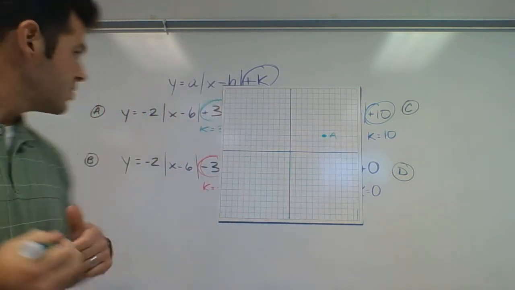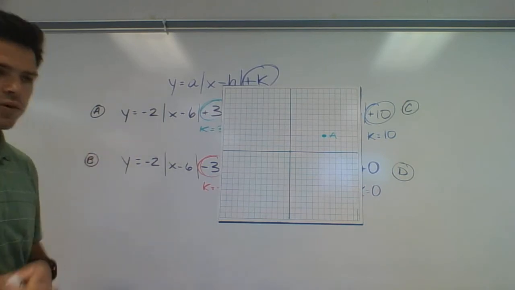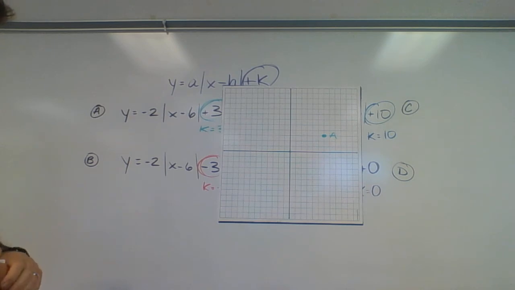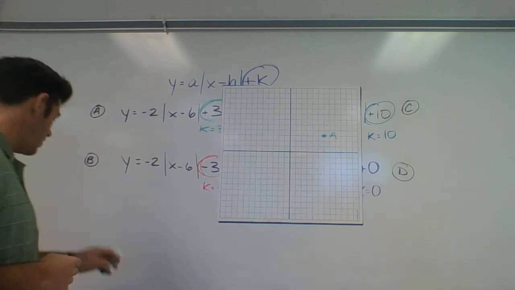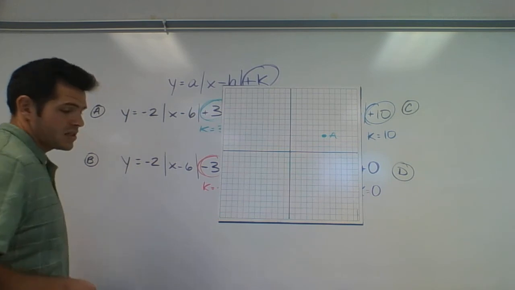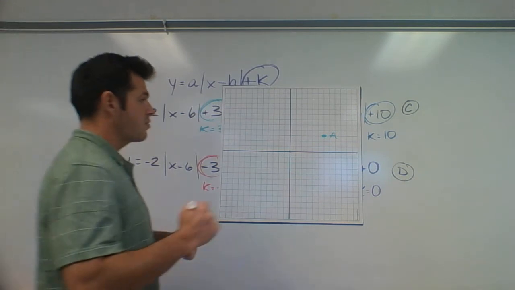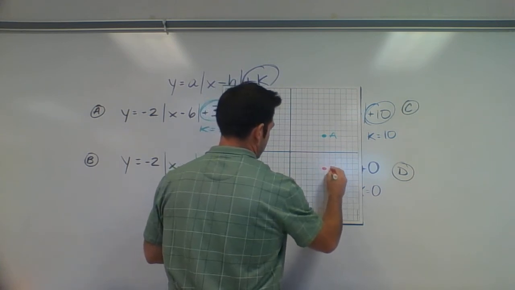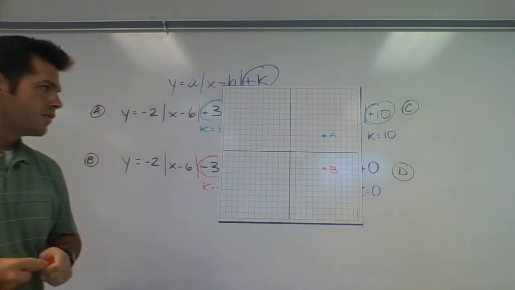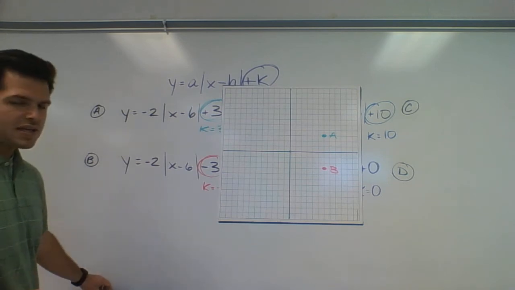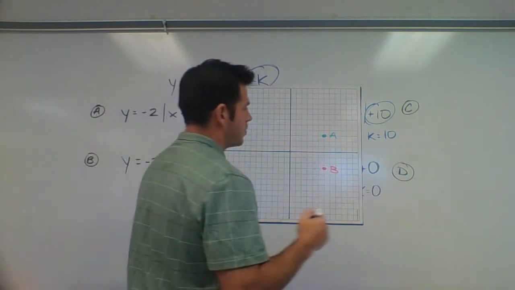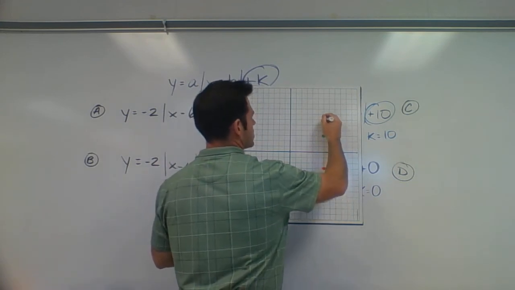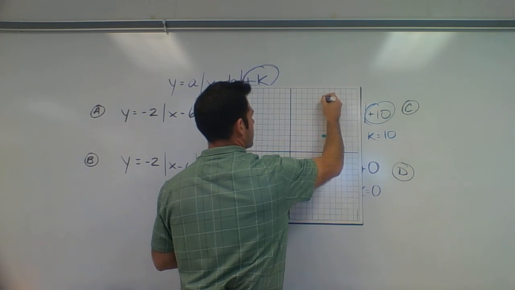So here is our vertex for A, and sure, the graph would be going downwards because it's a negative A value, but we're not worried about the rest of the graph. We're just looking at how we're going to be able to adjust our pictures here. B, the point was 6, -3. Our K value here was -3. So I go over x is 6 and then down to -3 for that one. For C, our K value was 10. We had the same exact H value. So we had the point 6, 10. And here's 3, 6, 9, 10 would be right there.